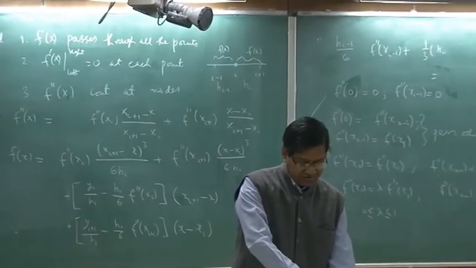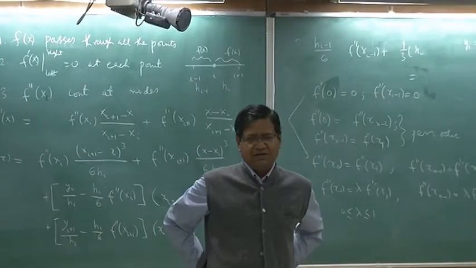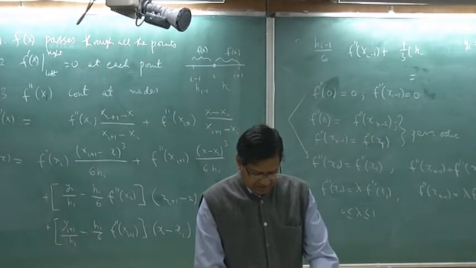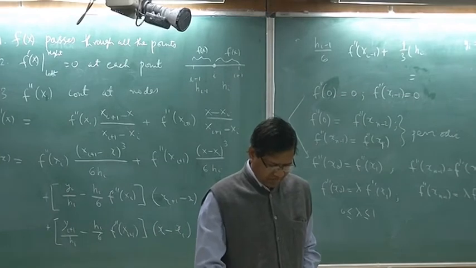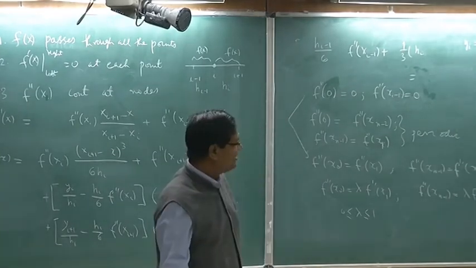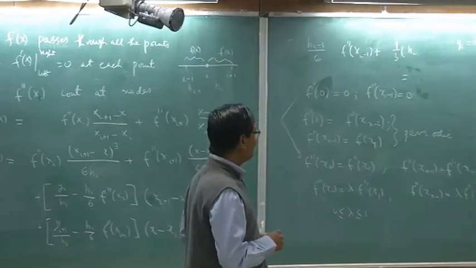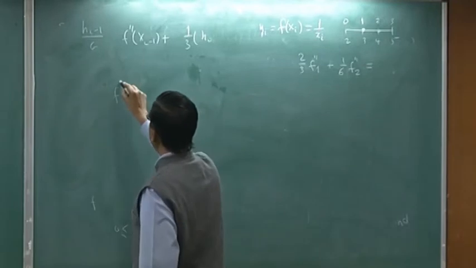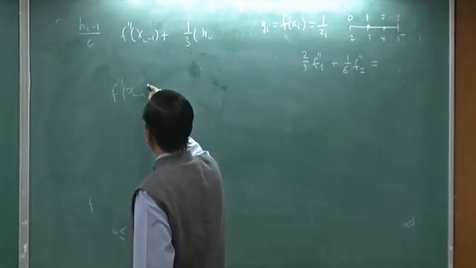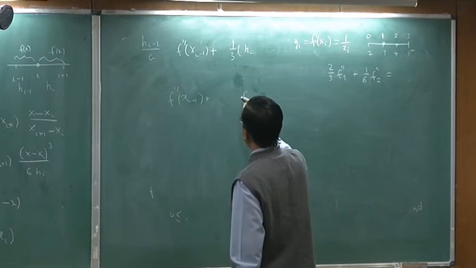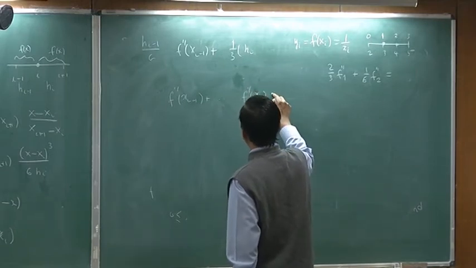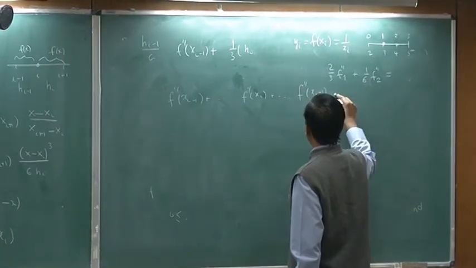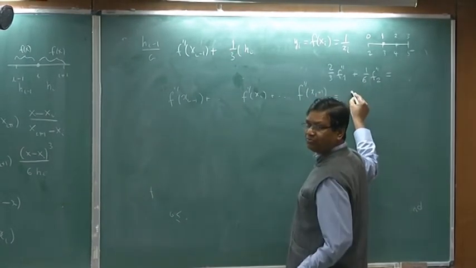Okay, now let's use Python's spline function. But before going to Python spline, I have 10 minutes, so I just want to make a remark. So let's relook at this part. It had f double prime x_{i-1} plus f double prime x_i equal to the right hand side, which was given to you.